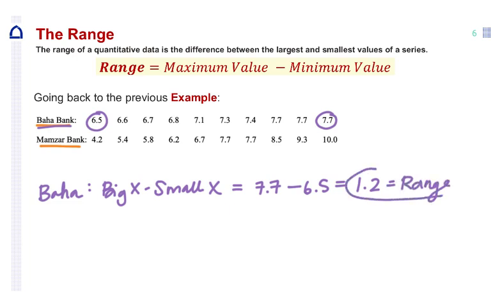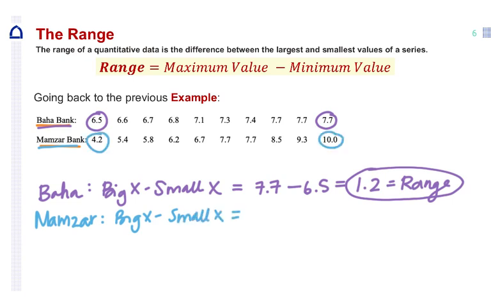Let's do the same for Mumsar Bank. So for Mumsar Bank, we take the biggest data point minus the smallest data point. And again, thankfully, these are listed in order already from smallest to biggest. And we will get, in this case for Mumsar Bank, a range of 5.8.